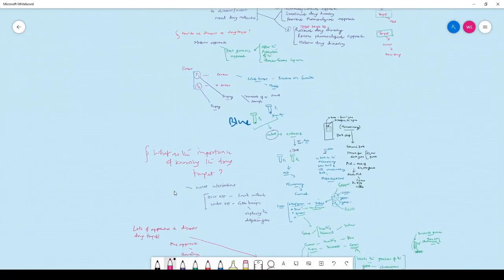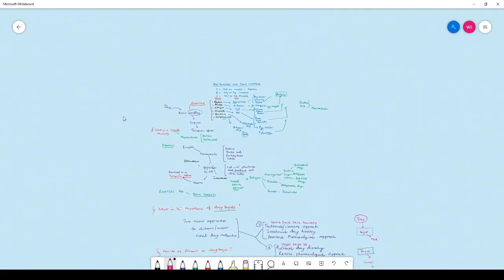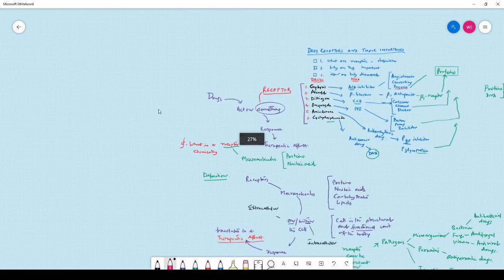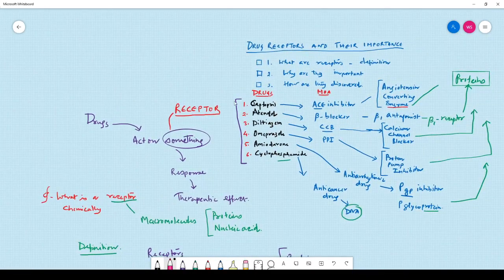So in this discussion, we have tried to answer a few questions. We tried to answer what are receptors. We have defined the receptor. We have asked ourselves the question, why are they important? And we have discussed how they are discovered. With that, let us conclude this discussion.